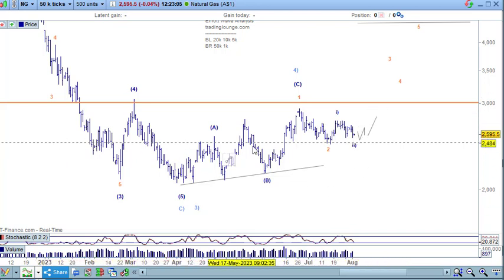I can see that it's got good support. I can see that this has got overlapping structures here. So it could be corrective. It could be impulsive, but looks better as a corrective pattern. The move up here as wave 1 is pretty damn flimsy as well. Wave 2 is getting pretty ugly as well. So none of it's a good look. But we'll hang in there.